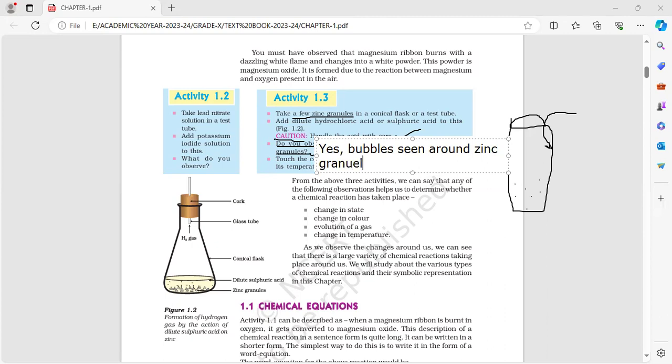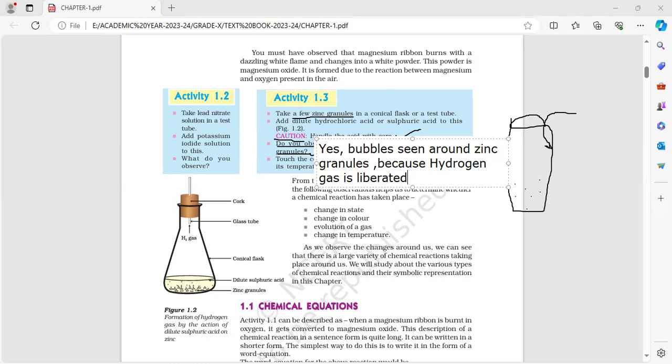After some time, why do bubbles form around the zinc granules? Because hydrogen gas, H2 gas, is liberated, because you are adding HCl, dilute HCl, or diluted H2SO4, sulfuric acid.